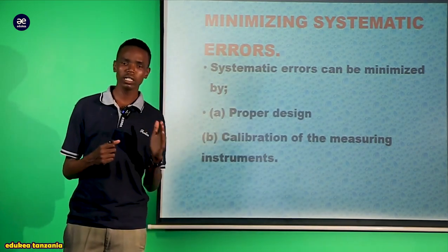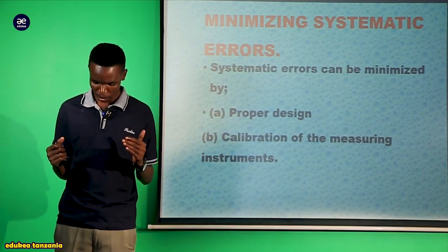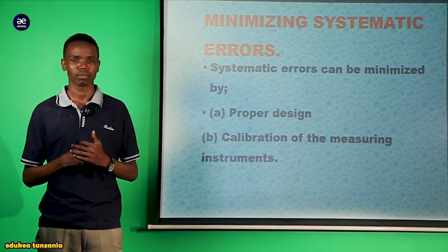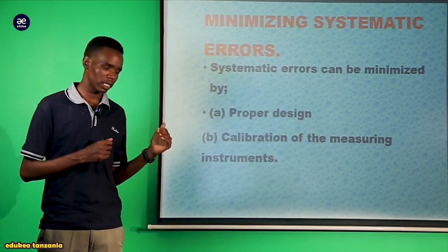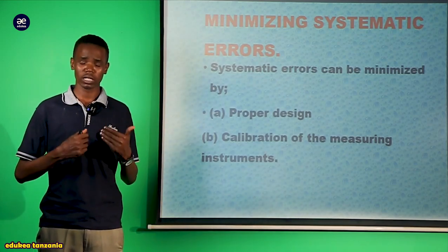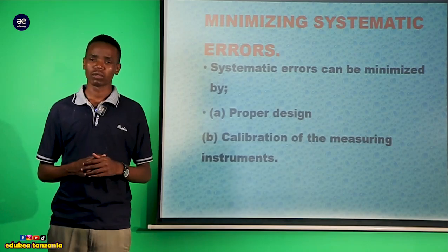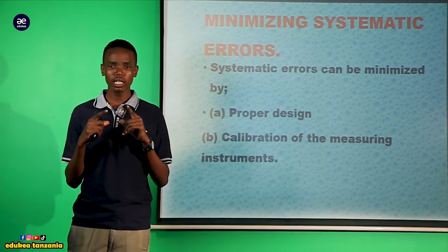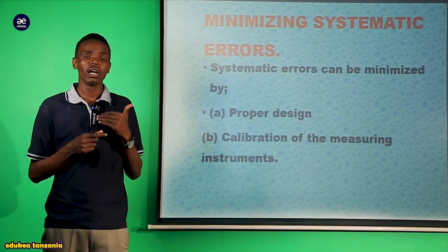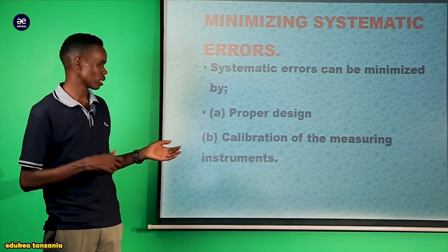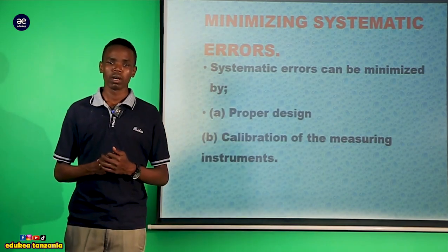So after understanding the causes of the systematic errors, now it is time to see the ways that we can minimize the systematic errors. Njia ambazo zitaweza kutumika ili kupunguza hizi systematic errors. Error ambazo zinakuwa zinatokea due to the known causes. We have proper design. We are supposed to design our instruments very carefully. Vile vifaa tunatakiwa tuvitengeneze kwa umakini zaidi ili tuweze kureduce the systematic errors. Another is calibration of the measurement instruments. During calibration of the instrument, we are supposed to be careful so as to reduce the systematic errors.